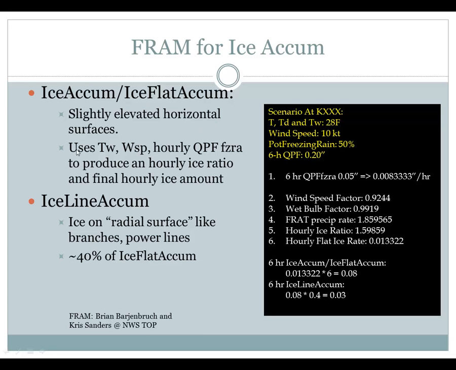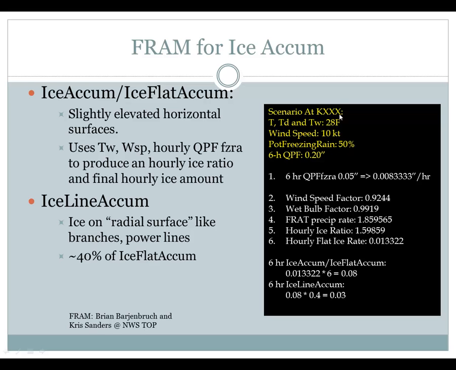The technique for FRAM uses the wet bulb temperature, the wind speed, and hourly QPF for freezing rain that we have partitioned to produce an hourly ice ratio and finally an hourly ice amount. And we'll go over an example in 1 second here. And then from that flat ice accumulation, we can also derive an ice line accumulation based on the research. So this is ice for radial surfaces like branches and power lines. So we now have data that we can send to our users that help our power companies, and us forecasters get a better feel for what the ice accumulation on branches and power lines will be like. And that's about 40% roughly of the ice flat accumulation grid.